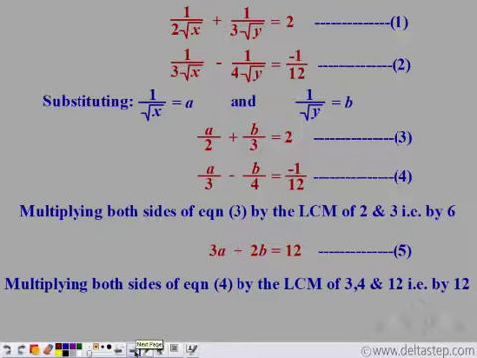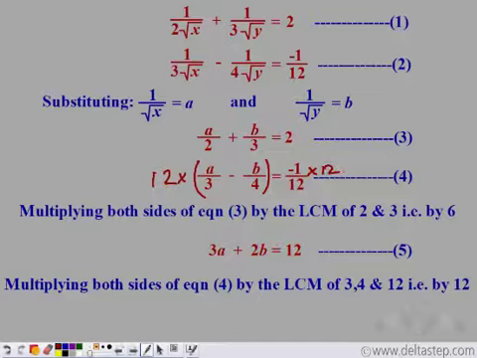Now look at this equation. We have 3, 4 and 12 in the denominator. So we take the LCM of 3, 4 and 12. The LCM of 3, 4 and 12 is 12. So let us multiply both the sides of this equation by 12.